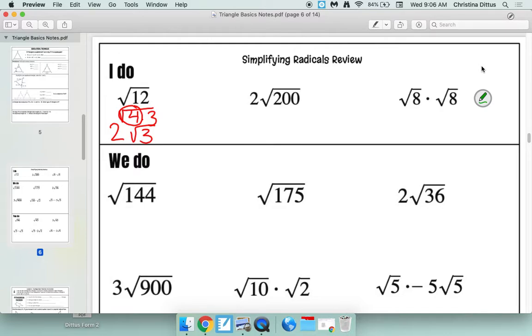Alright, 200 is broken down. What goes into 200 that's a perfect square? 25. What else? 100. So 200 is 100 times what? 2. What's the square root of 100? 10. So when I pull out the square root of 100, I replace it with 10, and then I still have the square root of 2. But since I have that 2 out front to begin with, I'm taking 2 times 10. What's 2 times 10? So this is 20 square roots of 2.